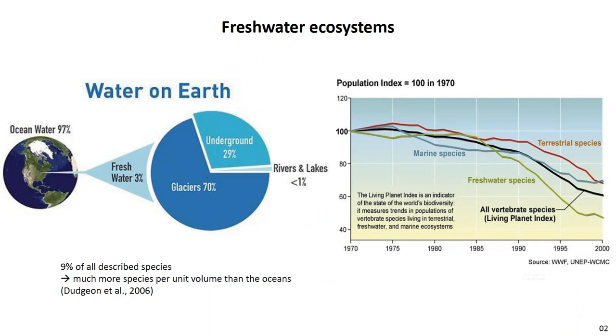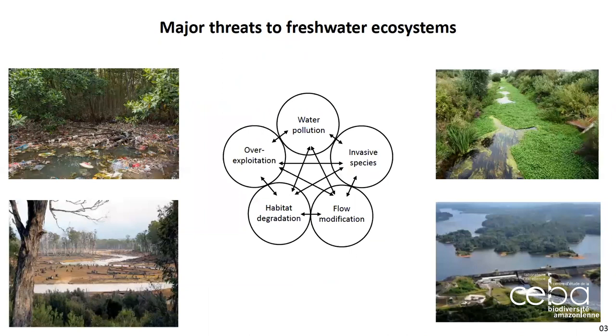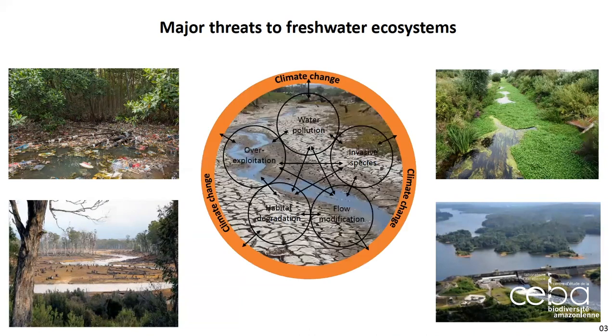terrestrial ecosystems. Freshwater ecosystems are mainly impacted by human activities at the local and regional scales, with water pollution, invasive species, flow modification, habitat degradation, and overexploitation. In addition, we also have global scale stressors such as warming, changes in precipitation patterns, and deposition of nutrients that can be superimposed on these local scale stressors.